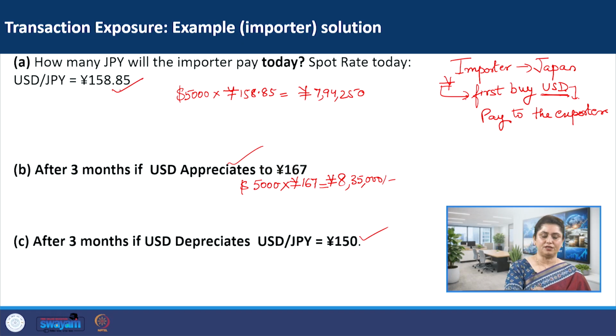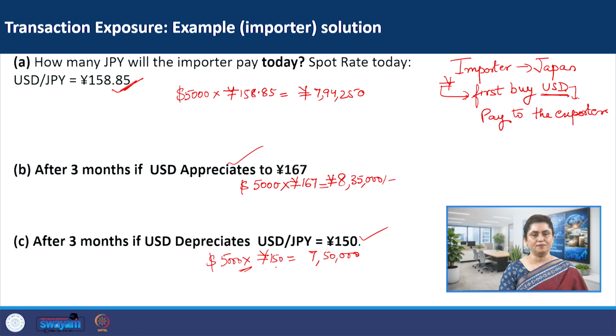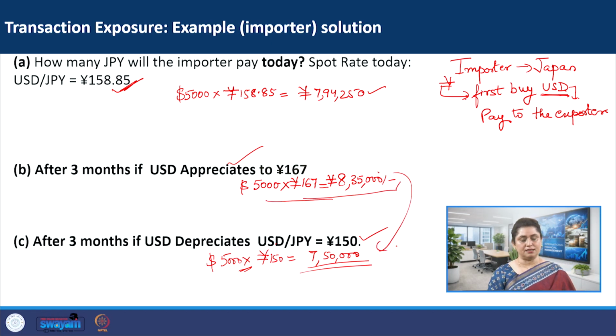Now let's go to another question in which the yen per USD is 150. That means it has depreciated from the current spot rate and is now 150 here. So 5,000 into yen 150 becomes 7,50,000. Now here we see that in this case the dollar has become cheaper. Now he can buy 1 USD with 150 yen, and that is why the total payable has become very less as compared to today's rate, while if you compare it when the USD appreciates.